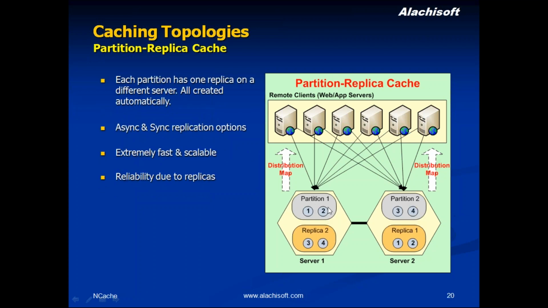We have partition with replica, where you could have each partition backed up on another server in a passive replica partition. For example, server 1's backup is on server 2, server 2's backup is on server 1. So there's no data loss if server 1 goes down, or if you need to take server 2 offline. The backups are made available at runtime. And this is also very linearly scalable. As a matter of fact, it's our most scalable topology in terms of performance numbers.